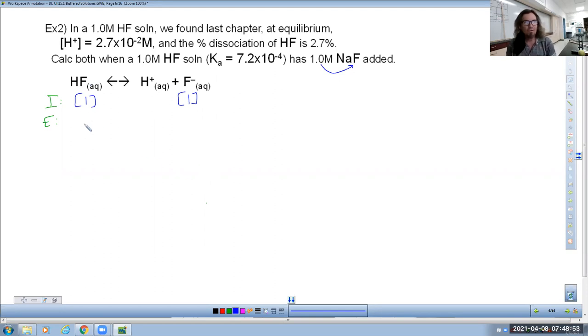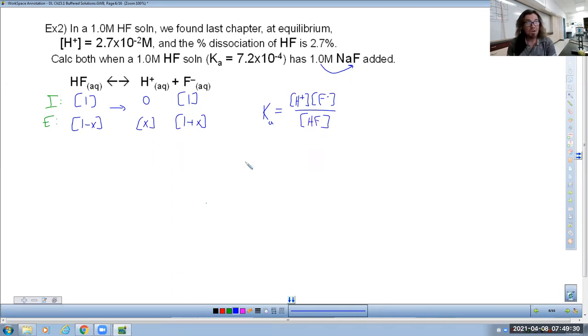Okay, so then we know that in order for this to go to equilibrium, the only direction that it can shift is to the right because there is no hydrogen ions of consequence. There's water, but not very many of them. So therefore, it makes more sense that this will shift to the right, and we'll get 1 minus X, X, and 1 plus X in solution. Okay, then what we already know how to do is to say that Ka equals H times F divided by HF.